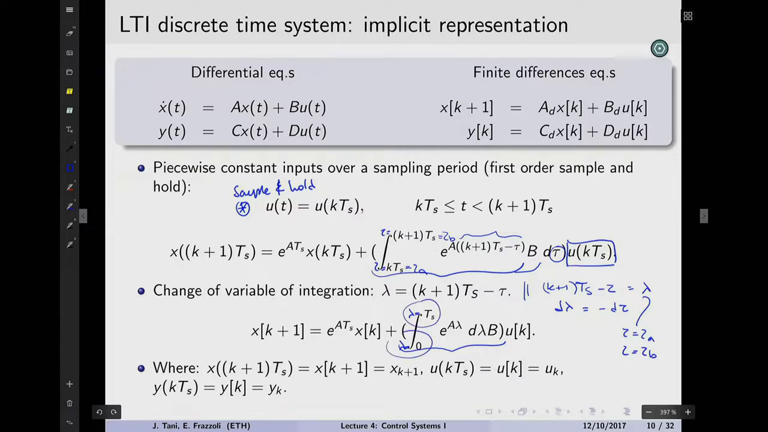So all we're doing here is a trivial change of coordinates. There's no magic, no other assumptions involved. And we finally immediately get to the form we were looking for, which is a relationship between the state at the next time step as a function of the state at the previous time step.